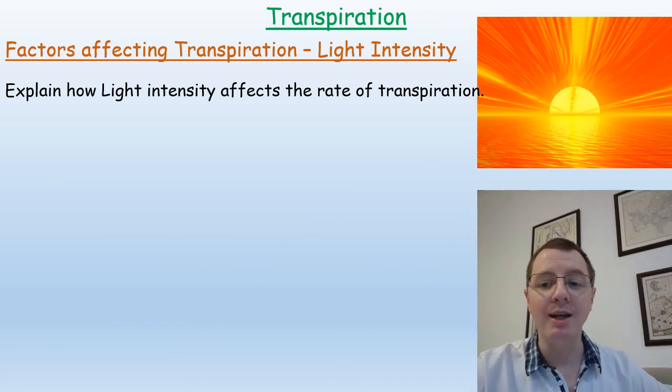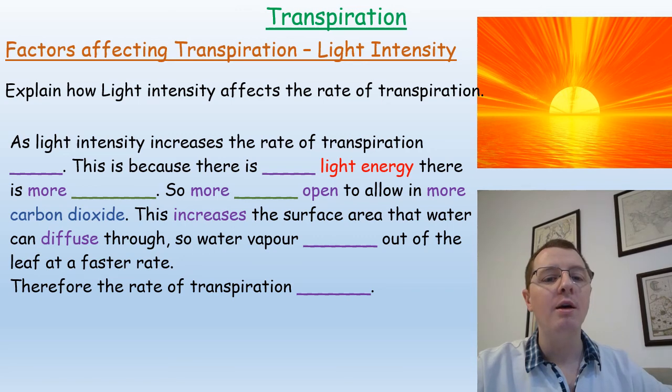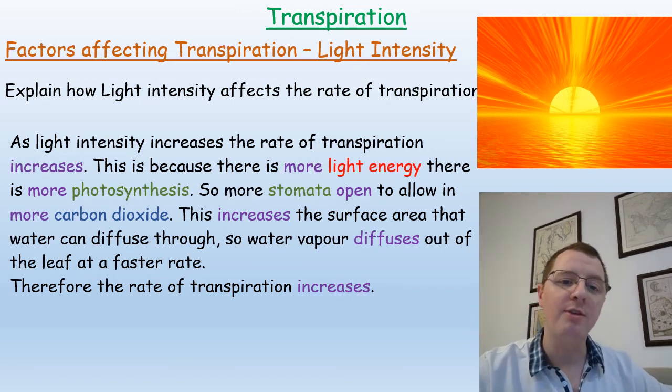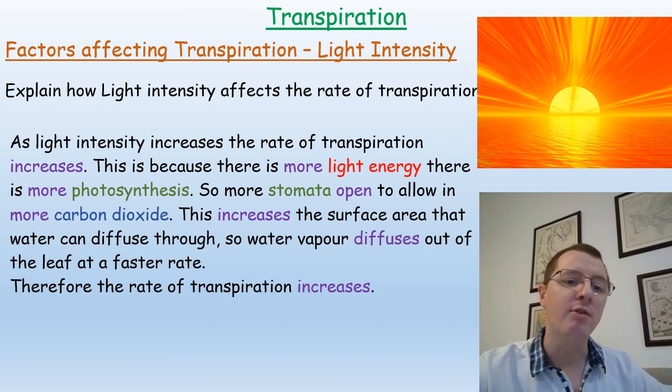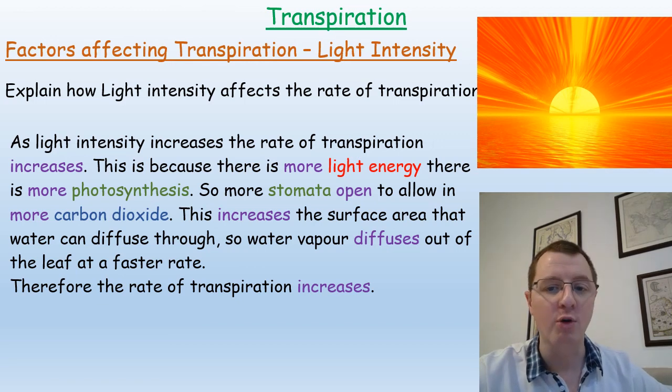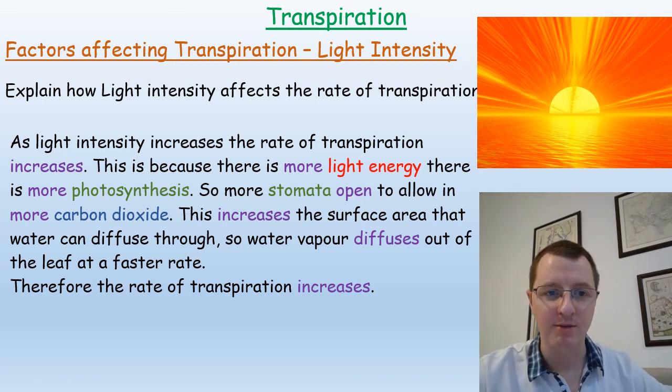The next one is light intensity. Explain how an increase in light intensity will affect the rate of transpiration. So as light intensity increases, the rate of transpiration increases, and this is because there's more light energy, so there's more photosynthesis, so more stomata open to allow in more carbon dioxide, and this increases the surface area that water can diffuse through. So water vapor diffuses out of the leaf at a faster rate, and therefore the rate of transpiration increases.